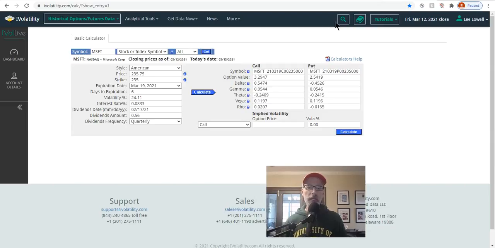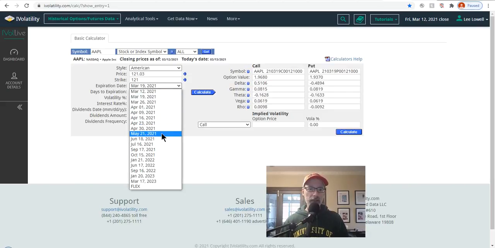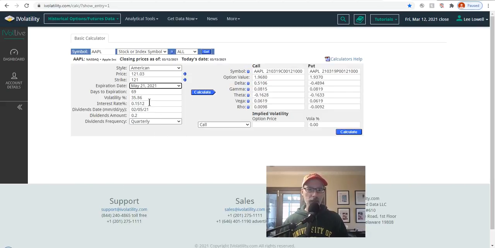So here's an option calculator from iVolatility.com. I love this website. Option calculators let you do what-if scenarios. What if the stock moves from here to here? What's the option price going to be worth in a certain number of days? Let's take a look at Apple. Closing price 121.03, and let's go out to May. That's the contract we were looking at, the 160 calls. Put this in here. Calculate.